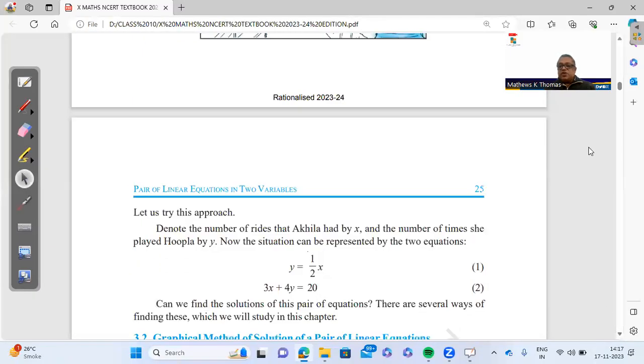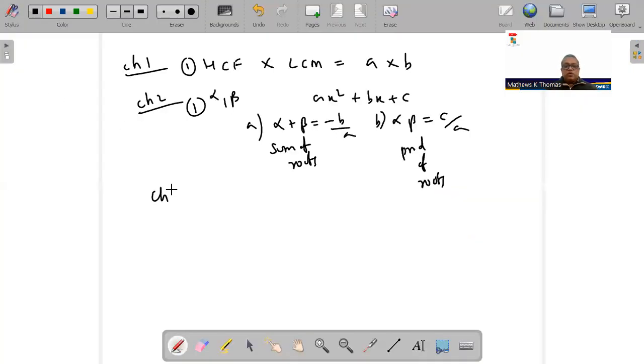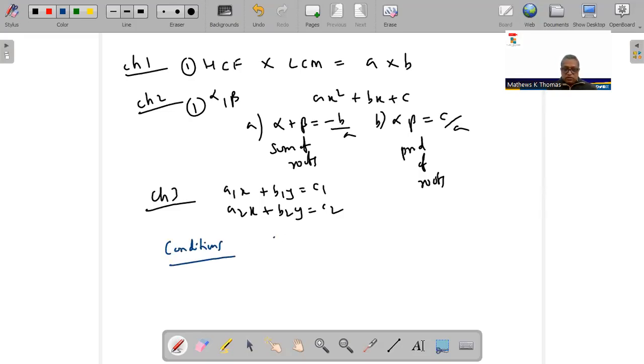In chapter number 3, again, we have only the conditions. If you look at the conditions, you know that there are two linear equations. a1x plus b1y is c1, and the second is a2x plus b2y is c2, right? We are having this. Now, the conditions, this we should know. What are the conditions?